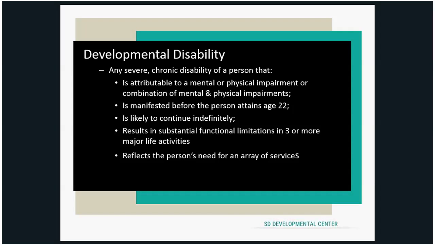So as I stated, developmental disability is defined in law, and it is any severe chronic disability of a person that is, one, attributable to a mental or physical impairment or combination of mental and physical impairments; two, is manifested before the person attains the age of 22; three, is likely to continue indefinitely; four, results in substantial functional limitations in three or more of the following areas of major life activity: self-care, receptive and expressive language, learning, mobility, self-direction, capacity for independent living, and economic self-sufficiency; and five, reflects the person's need for an array of generic services that are met through a system of individualized planning and supports over an extended time, including those of a lifelong duration.